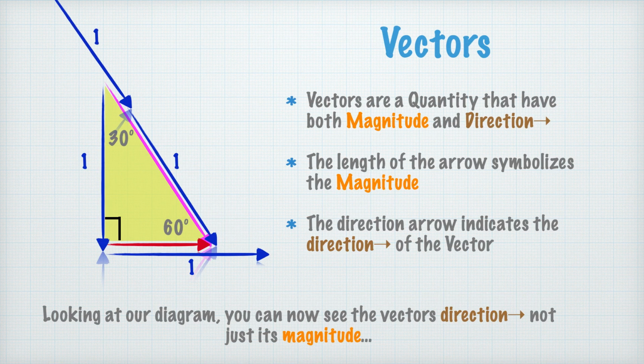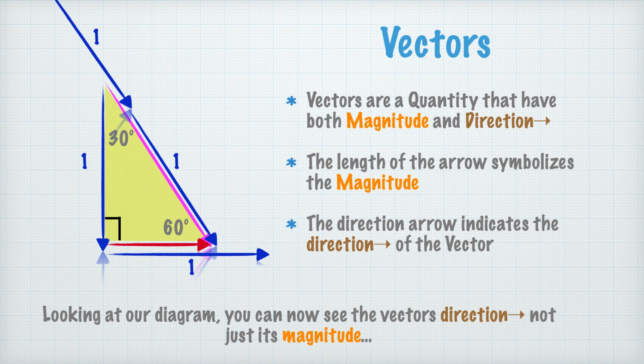Now let's talk about the term vector. A vector is a quantity that has both magnitude and direction. As you're drawing a vector, the length of the line symbolizes its magnitude, where the direction of the arrow indicates the direction of that vector.